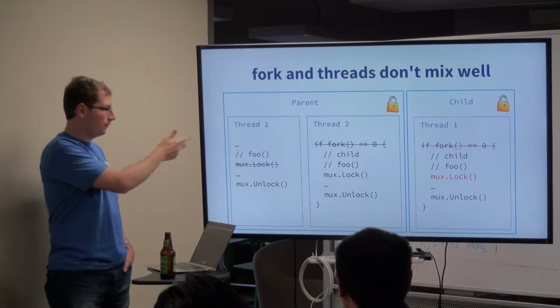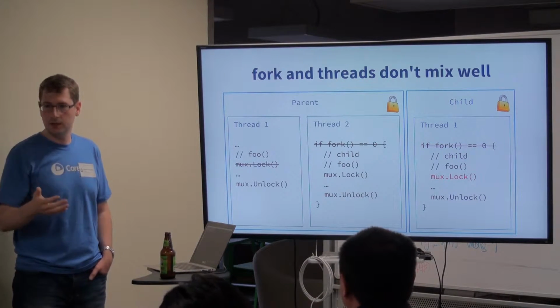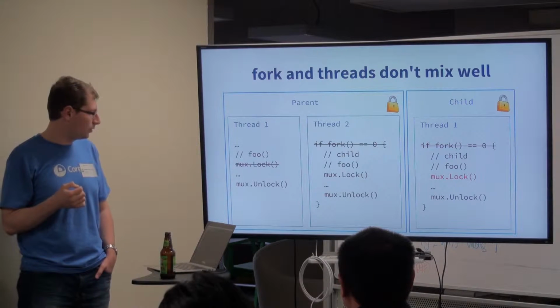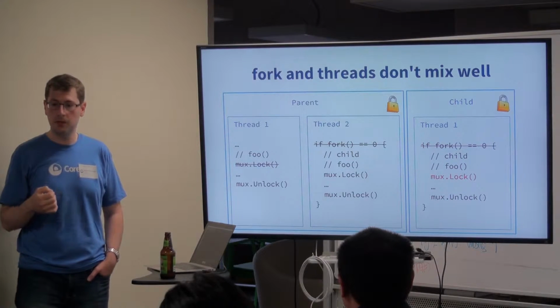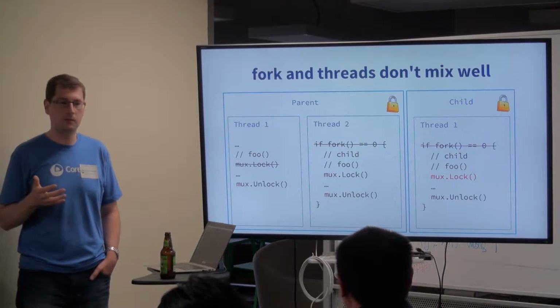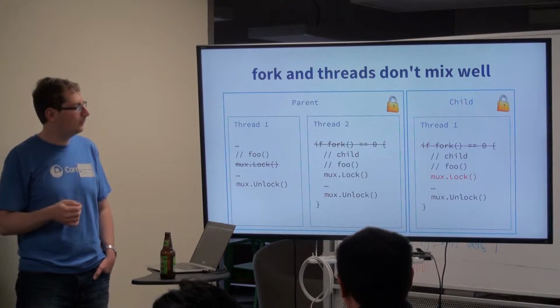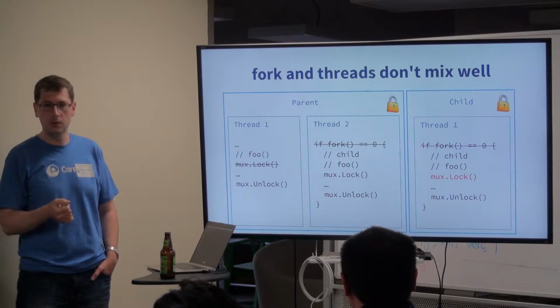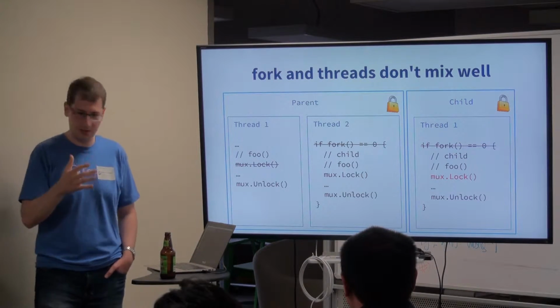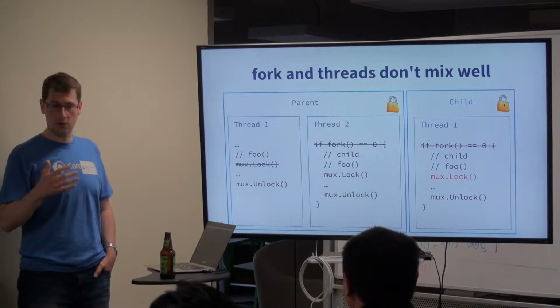In practice, foo can be anything, and it can malloc, for example. The underlying routine that allocates memory has a bunch of locks. So even if you're doing something as mundane as allocating some memory, this can be a big problem in a multi-threaded/fork/multi-process environment. So this is why Go forbids fork.